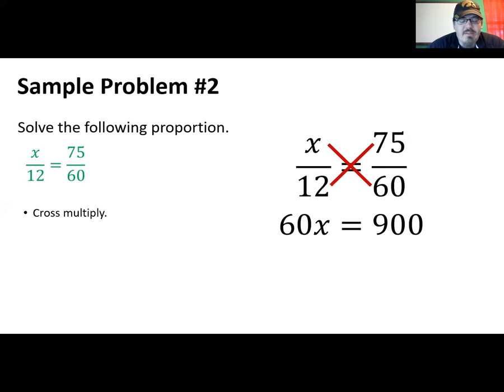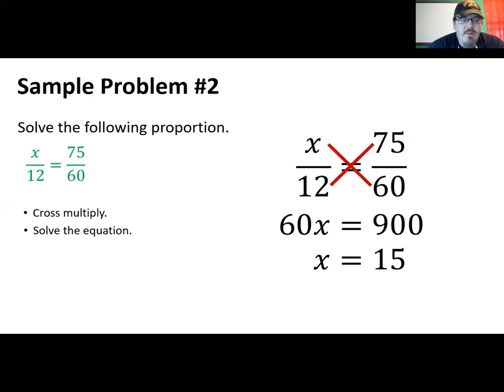12 times 75 is the 900 that shows up on the right. And what we basically have now is a one-step equation that we can solve. In most proportions, that next step involves division, where we need to divide both sides, in this case, by the 60 in order to figure out what x is equal to. Sometimes you will hear people say that the process is cross multiply and divide, essentially. So that's what we're going to end up doing. When we divide both sides by 60, we end up with x equals 15.